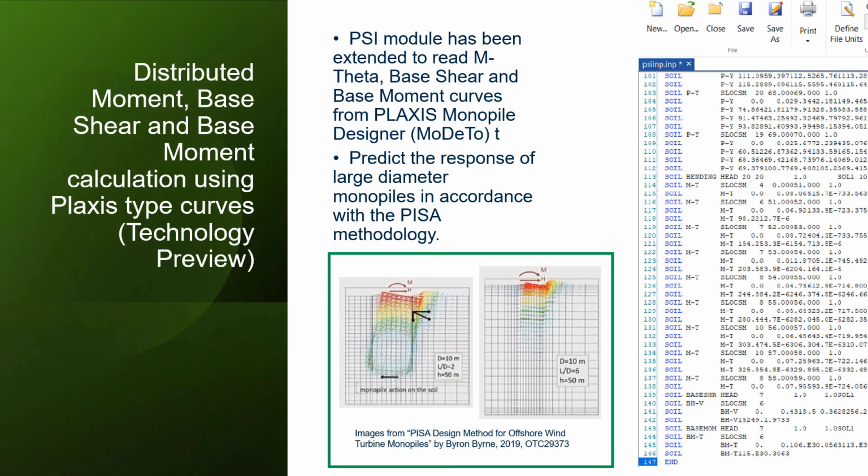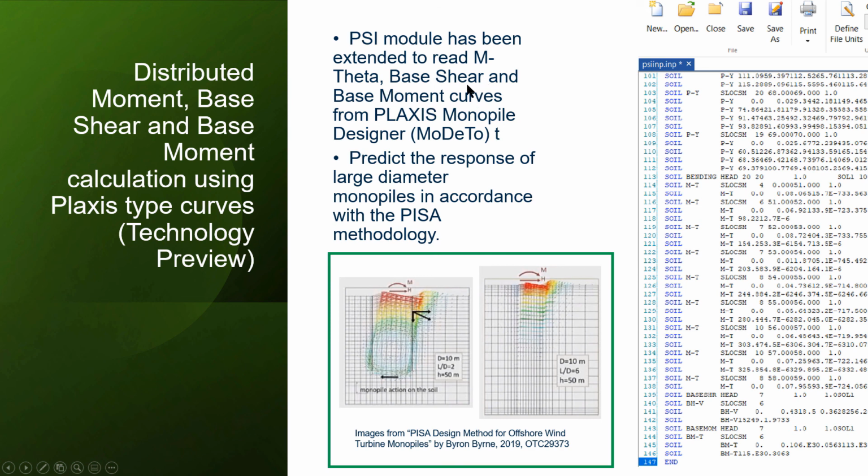The next update is also about the pile foundation analysis. As you may know, the SACS PSI module calculates the nonlinear springs from input soil properties, or the user can directly input the load deflection curve. Generally, they are the axial and lateral load deflection curves. With this information, the PSI module does the pile structure interaction analysis. And in the new version, the module has been extended to read more information. They are the M-C theta, base shear, and base moment curves.